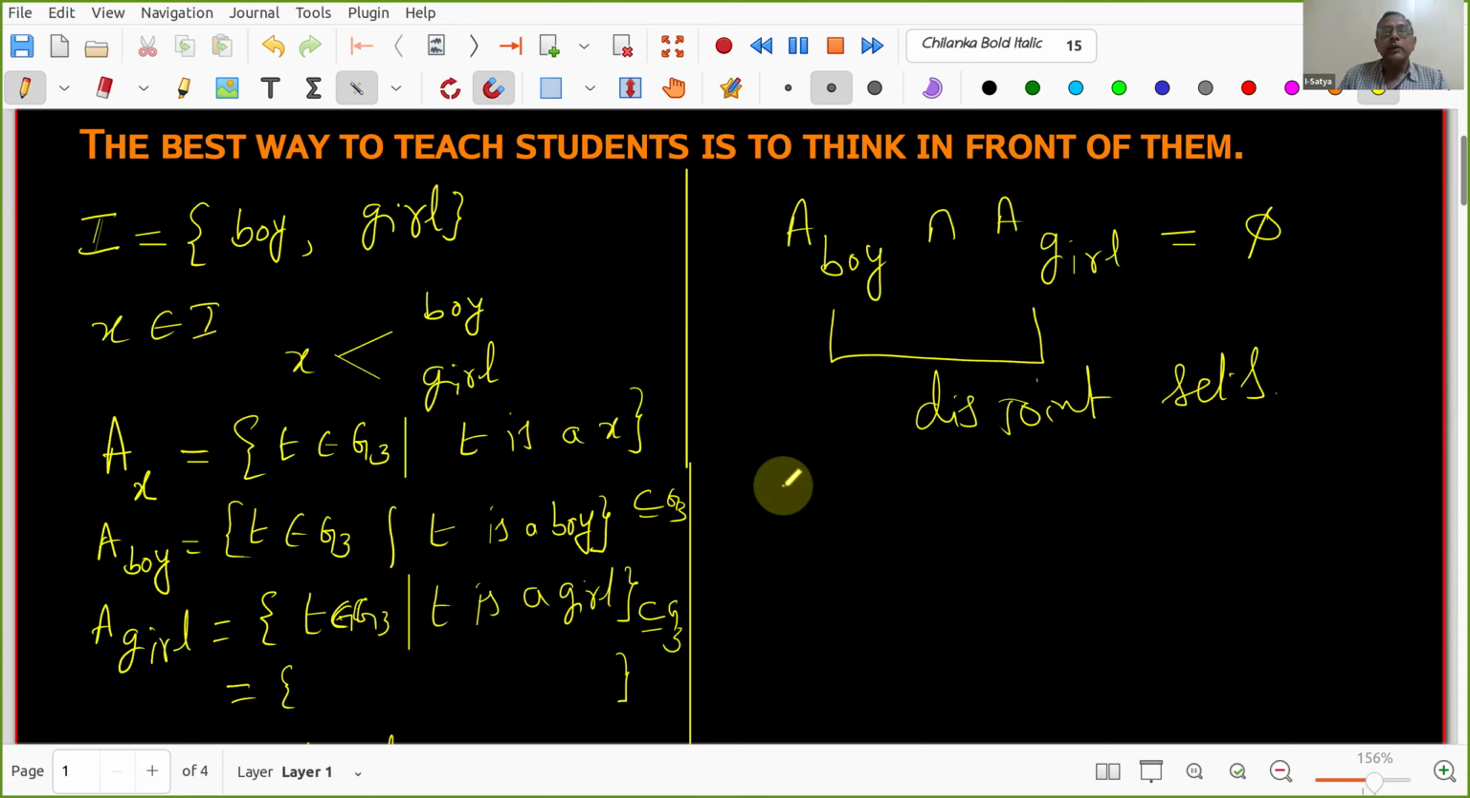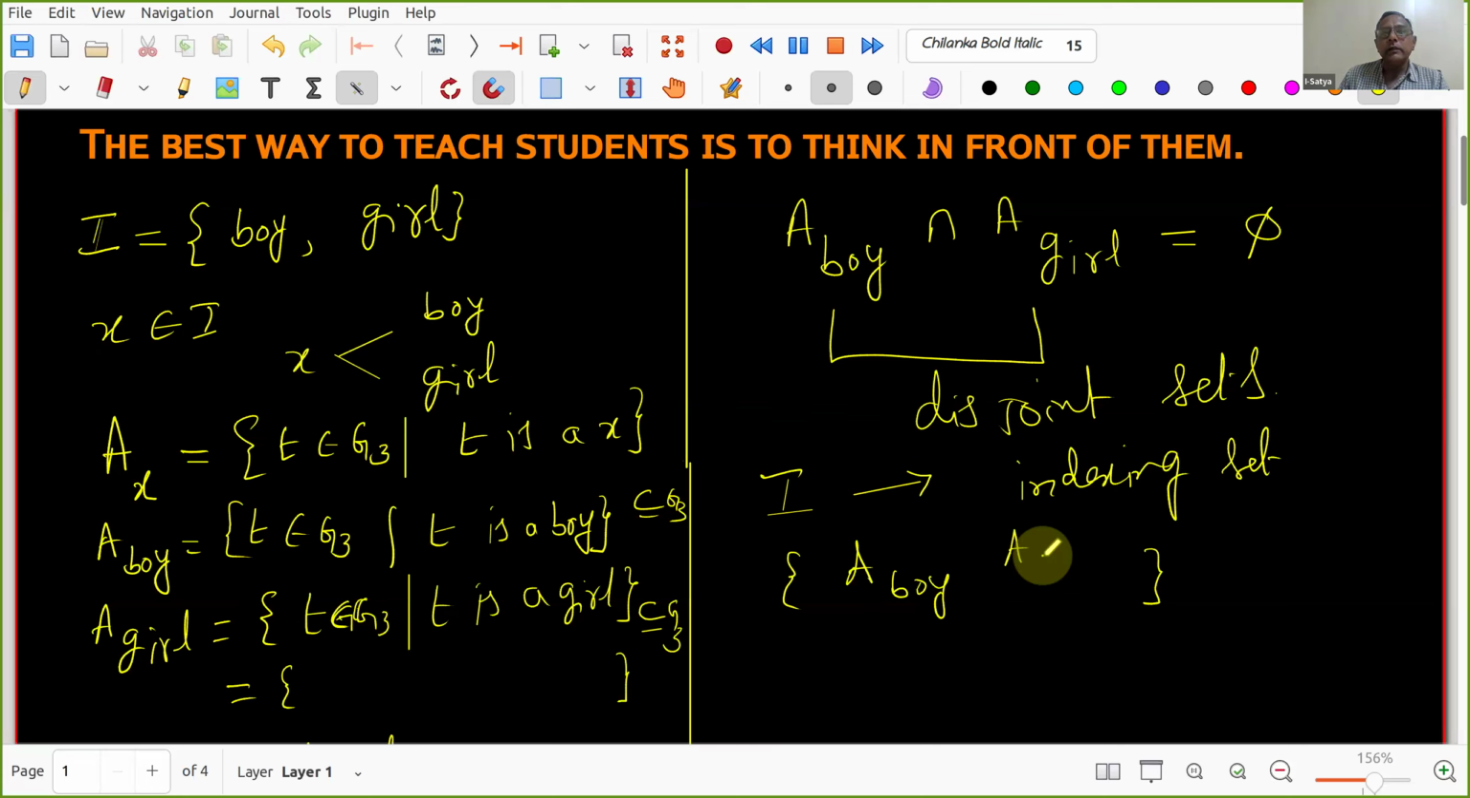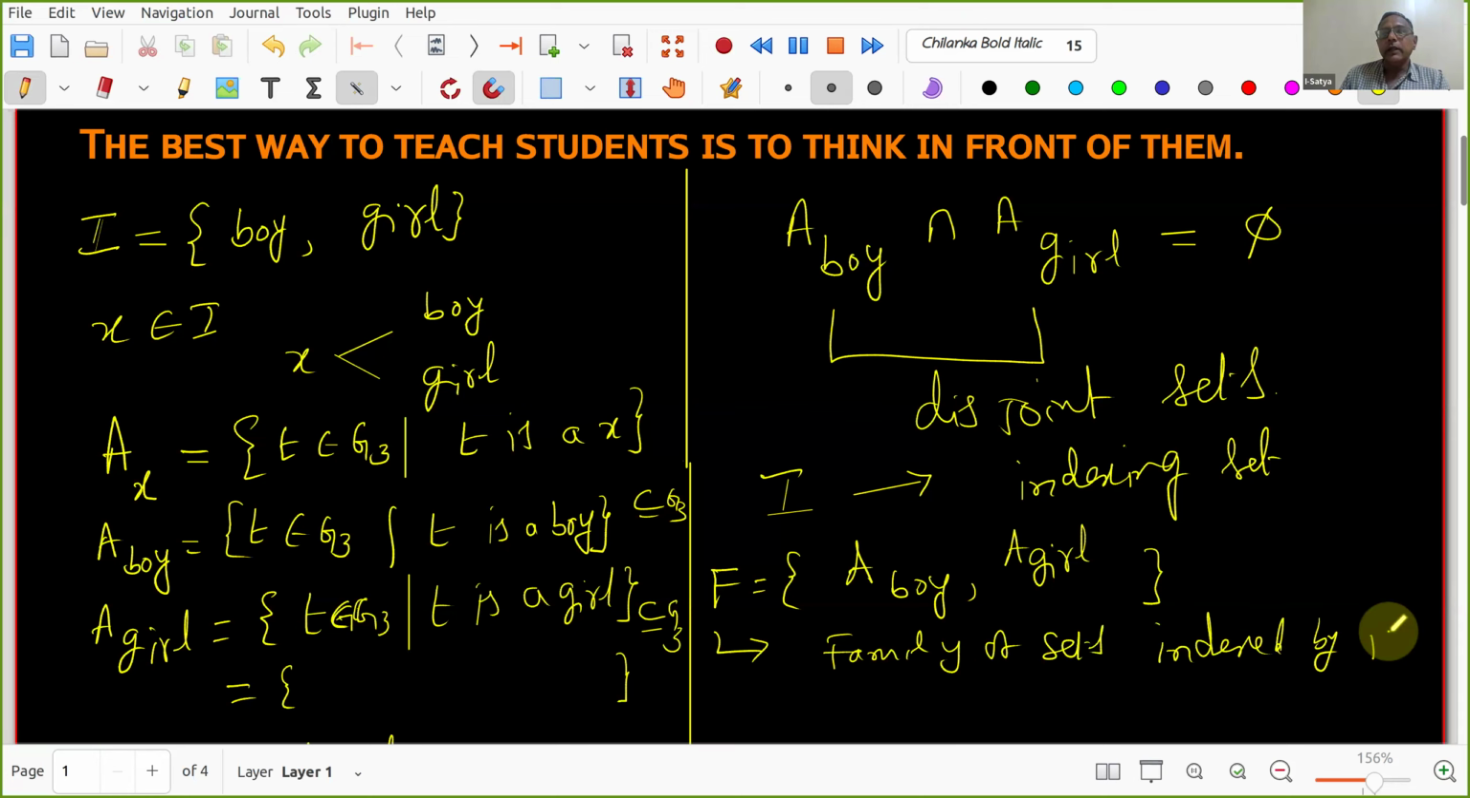This is very crucial. So I have one set I. This set is called indexing set. Now I created two sets by using elements of I, a boy and a girl. Yeah, I created two sets. So here elements are also sets. I'm calling it F. F is family of sets. Family of sets indexed by I.